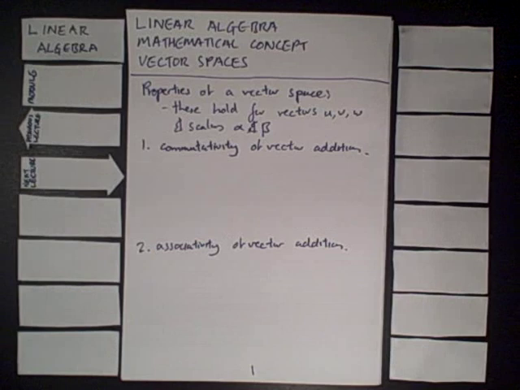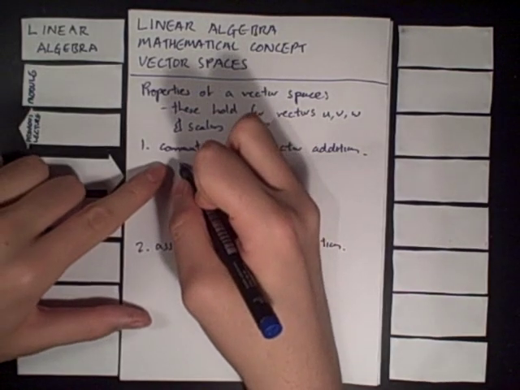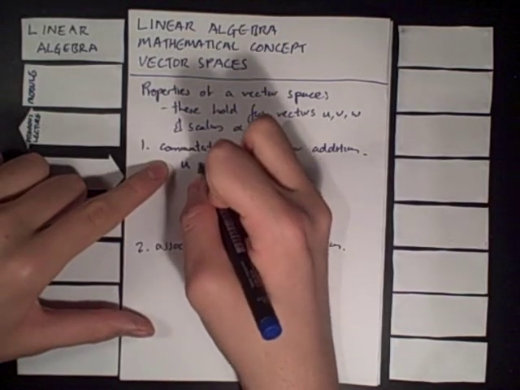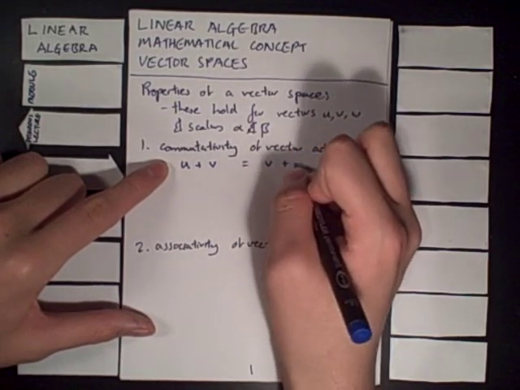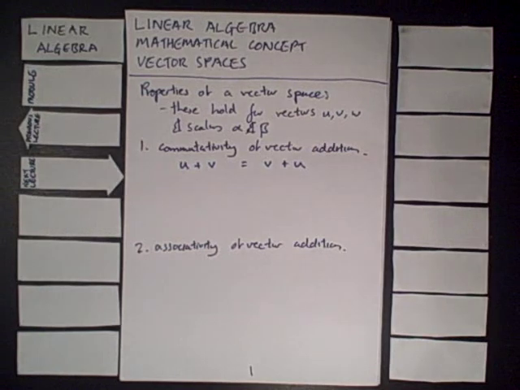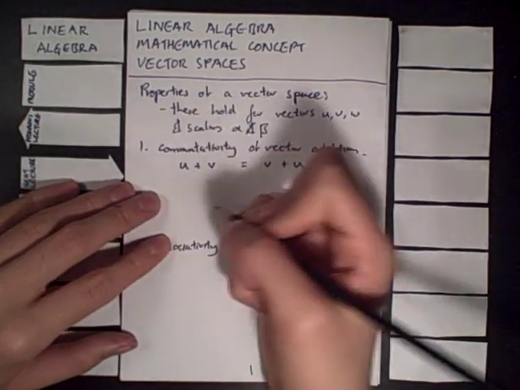So first up is commutativity of vector addition. This is just a fancy way of saying the order you add two vectors in doesn't matter. So for vectors u and v, u plus v is the same as v plus u. To give you some intuition about this, we can show it in a diagram.